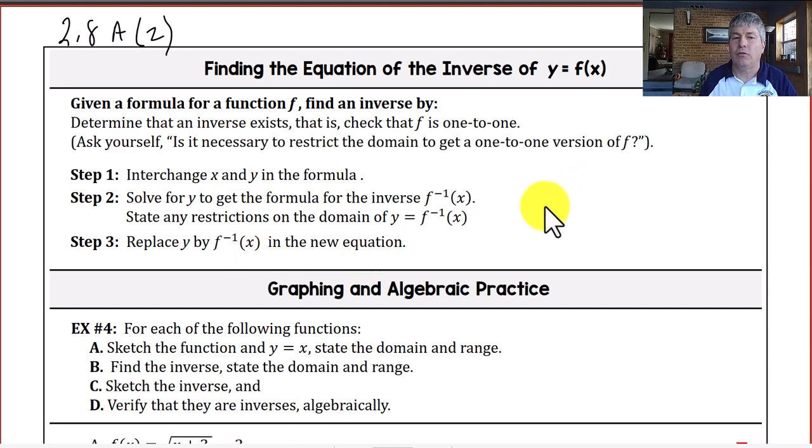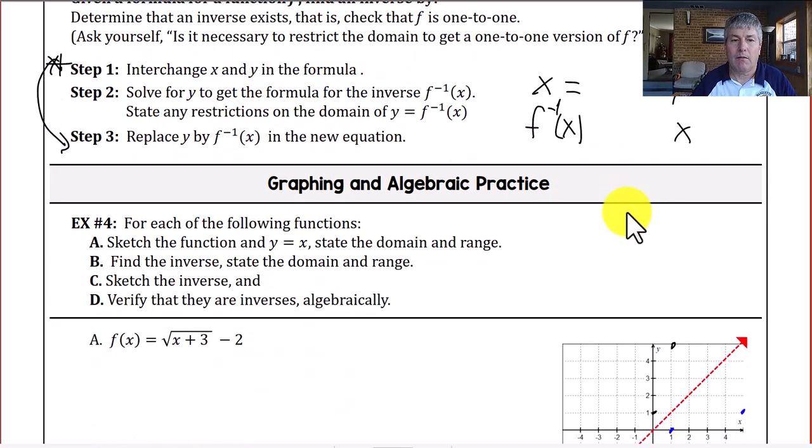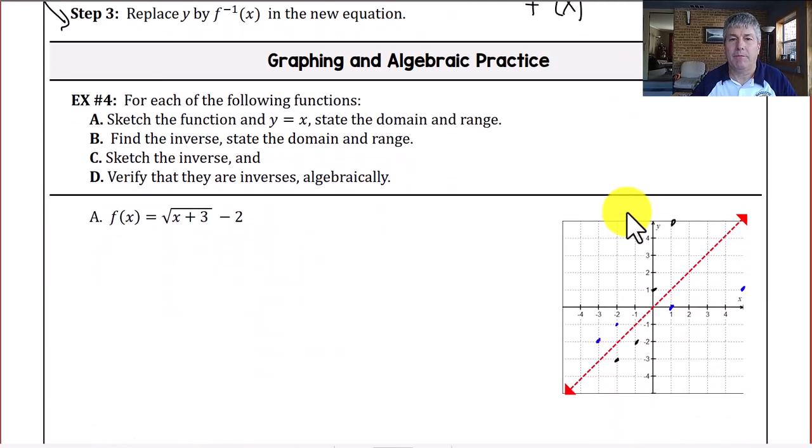Now, I do have some students in the past that prefer just to solve the equation for x to begin with. So they get some version of x equals, and then they say, okay, well, this is really the f inverse of x, and then they flip their x's and y's, and they take the y that's over here and then make that x. So they flip the x's and y's second. They essentially do step 1 as step 3. And we'll get some practice on that in just a minute.